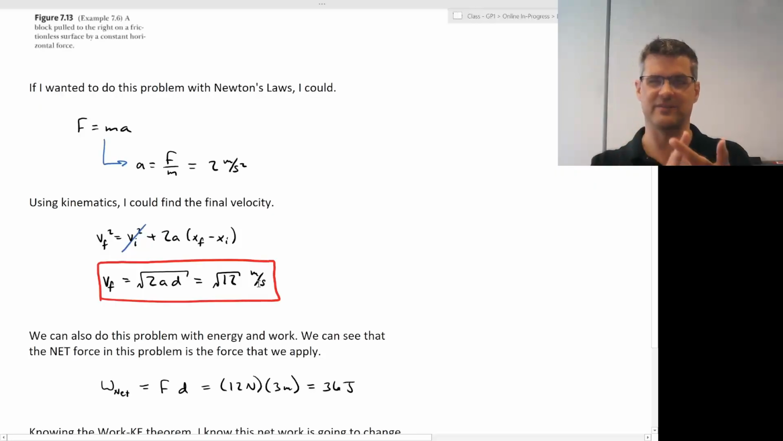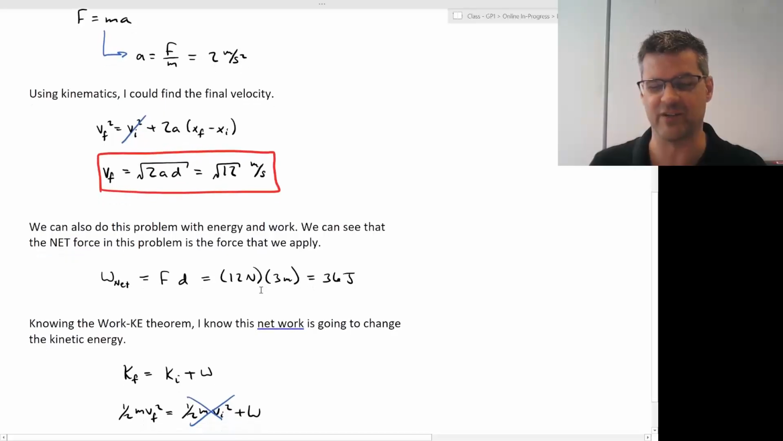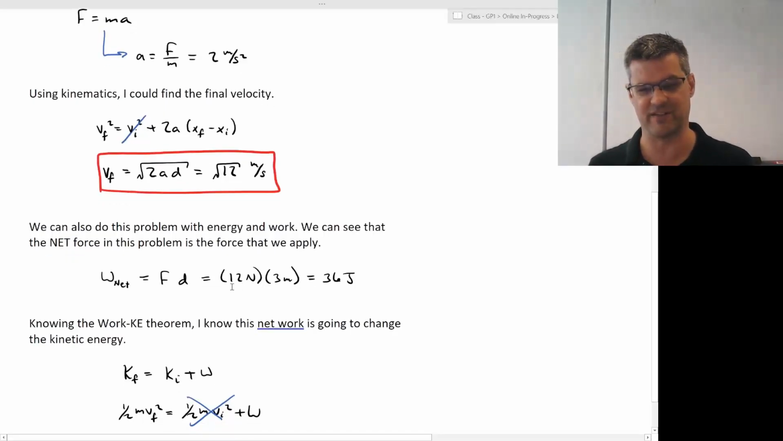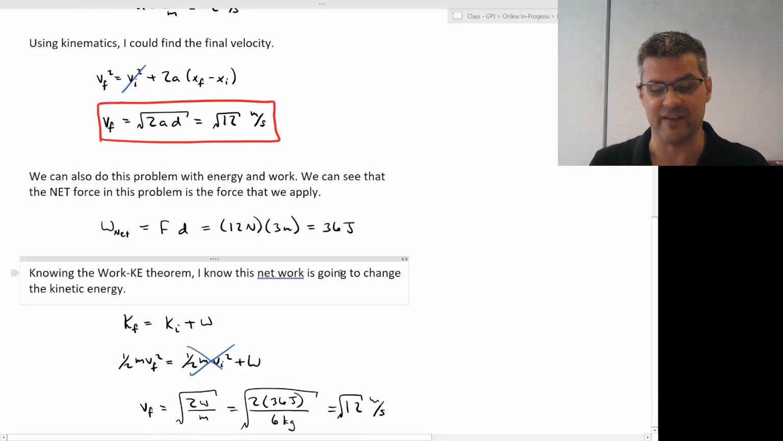I had to do Newton's second law, and then I had to do kinematics. One possible advantage here is that you can do a similar thing by knowing something about energy and work. So how much work did I do by applying this force over a certain distance? Force times distance: I did 36 joules of work. Great. And in this scenario, since I started at rest, the final kinetic energy is associated with that work that I did.